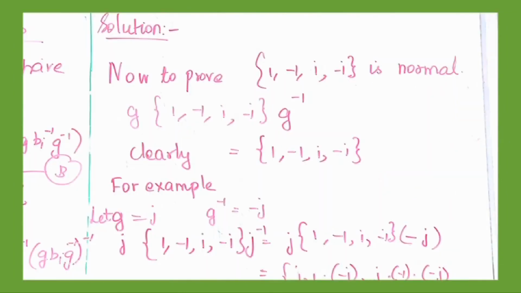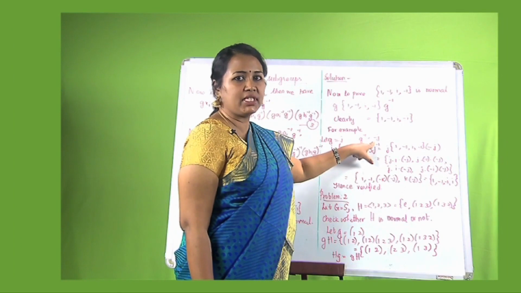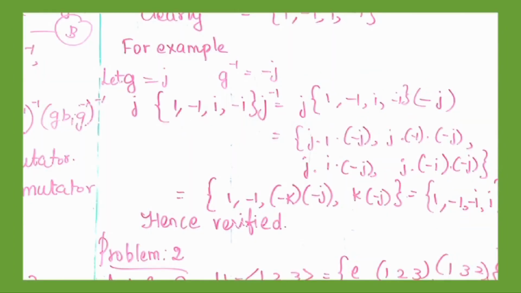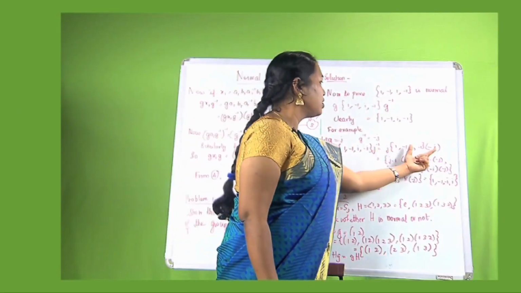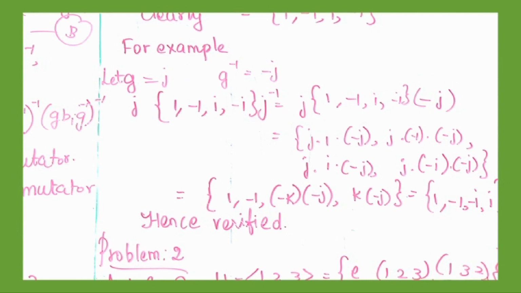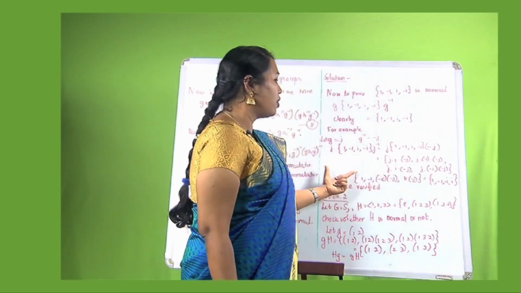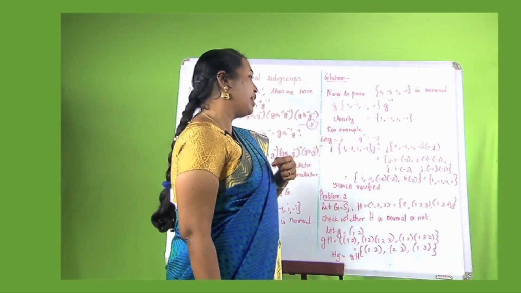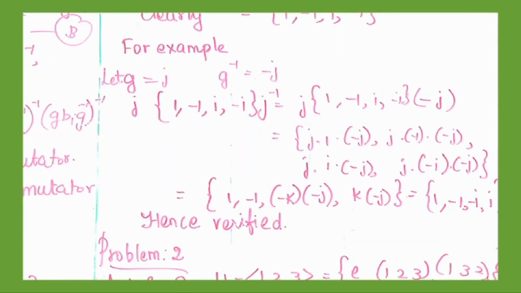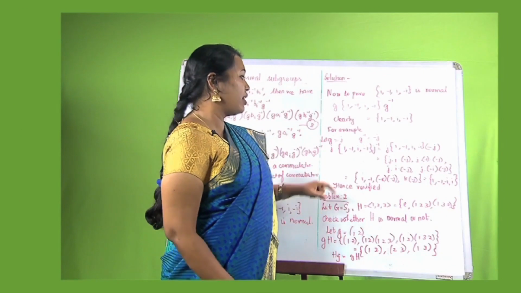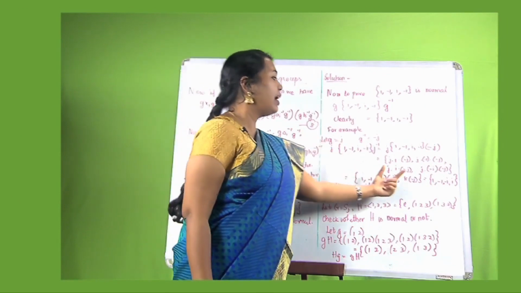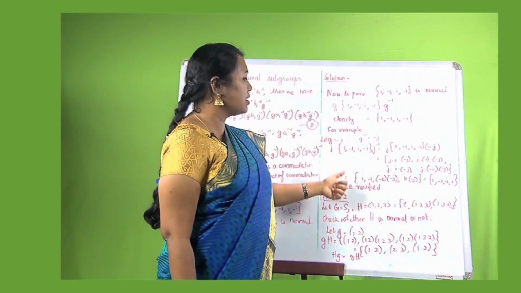Let's take g is equal to j. Then g inverse is equal to minus j. This is from the table. j{1, -1, i, -i}j inverse is equal to, multiply it inside and outside by these elements. Therefore, we have j. Instead of j inverse, we have to substitute minus j. So when you are doing the product inside, it's j dot 1, j dot minus 1, so minus j, j dot i, j dot minus i and so on. So when you do the product of all these elements, obviously from the table we get that 1, -1, minus k times minus j, k times minus j, which is equivalent to 1, -1, minus i and i. We can refer to the table and we can do this for any number of elements. We will arrive at the same result. Hence, we have verified that this is a normal subgroup.